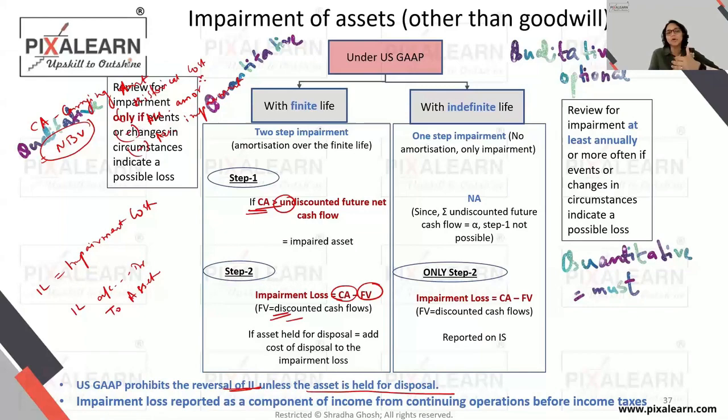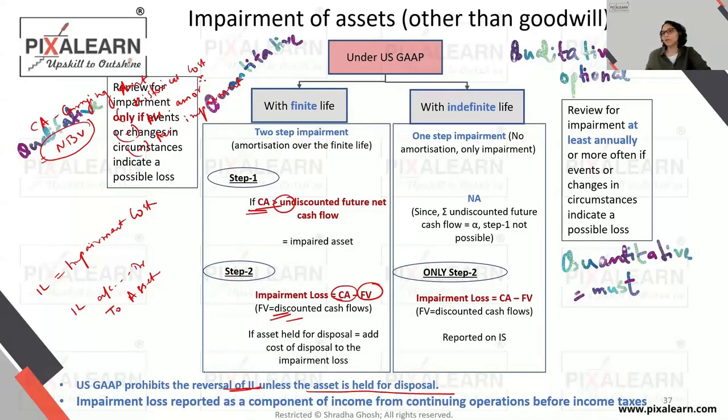First question, is it continuing operation or discontinued operation? If it is continuing operations, just take the carrying amount minus the fair value, and that is your impairment loss. Reversal is prohibited. If it is a discontinued operation or a disposal activity, I'm going to add the costs of disposal and the amount by which I would have impaired it. If the circumstances improve, I can restore it, but only up to the amount that it was impaired. So reversal is permitted provided it is only an asset that you're holding for disposal.